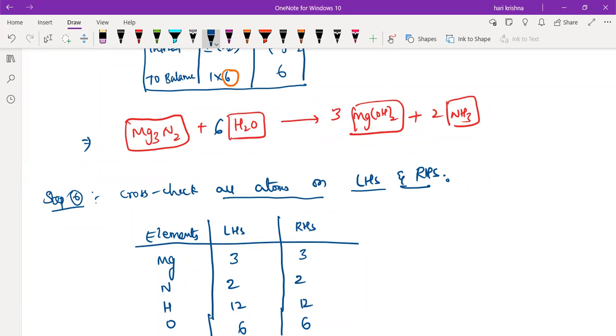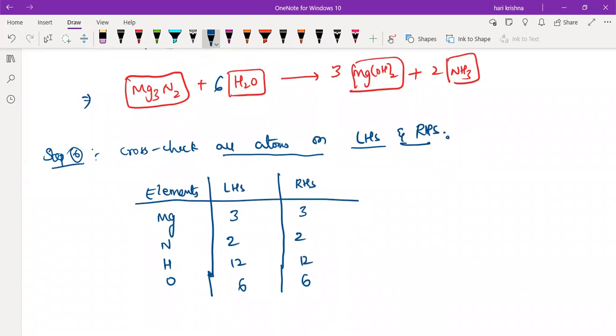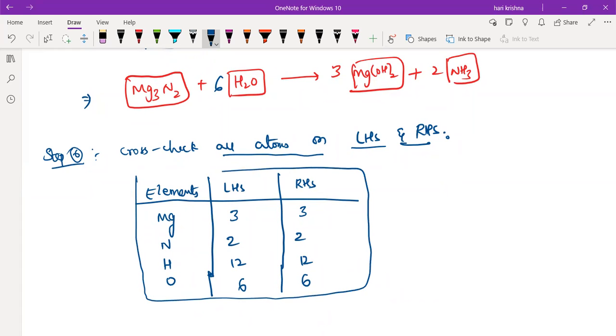Oxygen 6 are there, right? Yes, sir, it is 6 and 6. So completely we got the balanced chemical equation. Once can we explain how hydrogen is balanced, sir? How hydrogen is balanced. Okay.